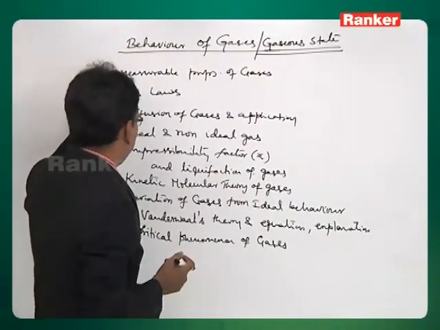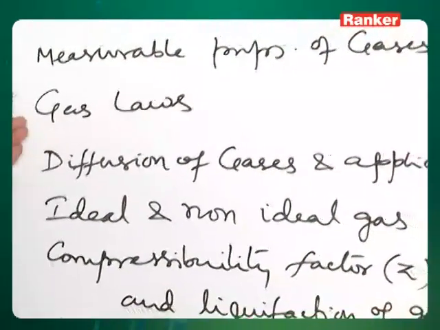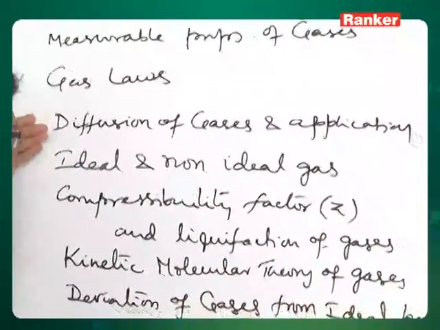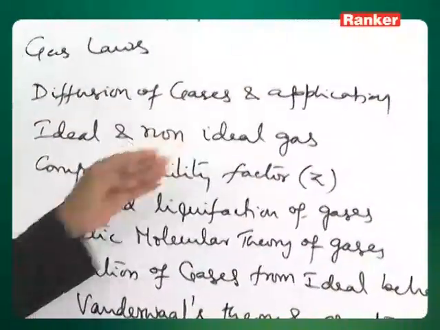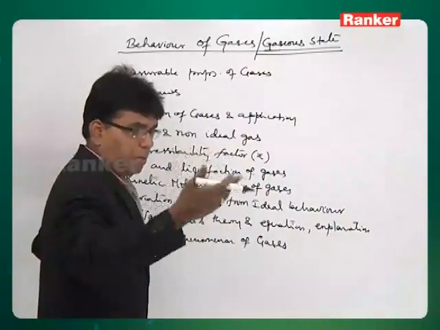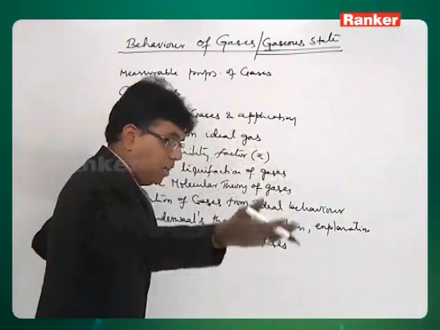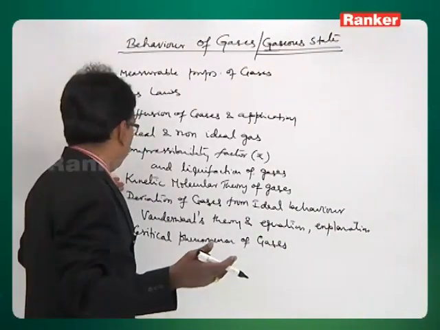Measurable properties of gases, gas laws means the different laws which explain the behavior of gases. Then one particular characteristic property of gases, that is diffusion and its application. Then kinetic molecular theory of gases, the theory that explains the behavior of gases. Then classification of gases into ideal and non-ideal.